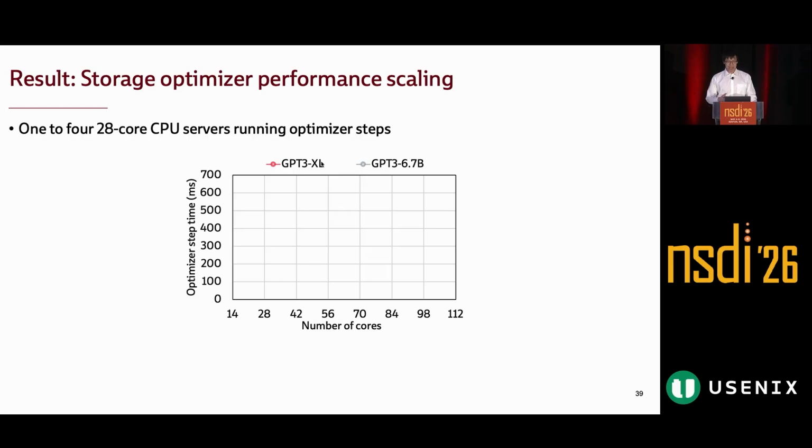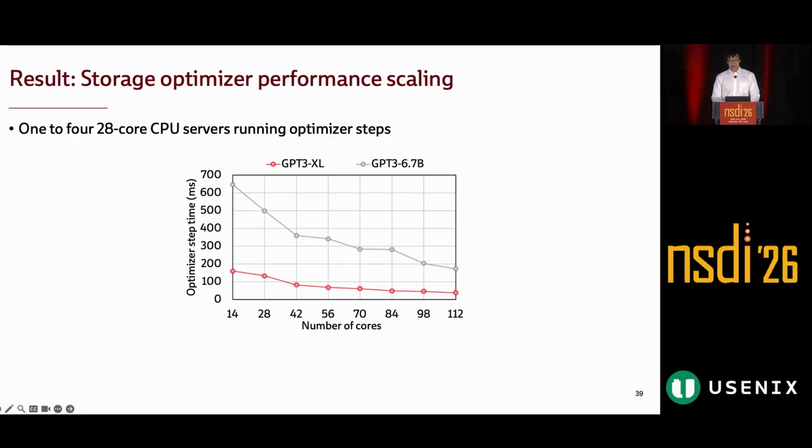Finally, we evaluate how Checkmate's performance scales with the number of storage nodes involved. We show here a micro benchmark of how optimizer step time scales with the number of CPU servers or CPU cores we use, where the x-axis here shows the number of CPU cores used, and the y-axis is the step time in milliseconds. Here we use up to 4 28-core machines, so up to 112 cores total. And here we show the result of 2 variants of the GPT-3 model with 1.3 billion and 6.7 billion parameters.